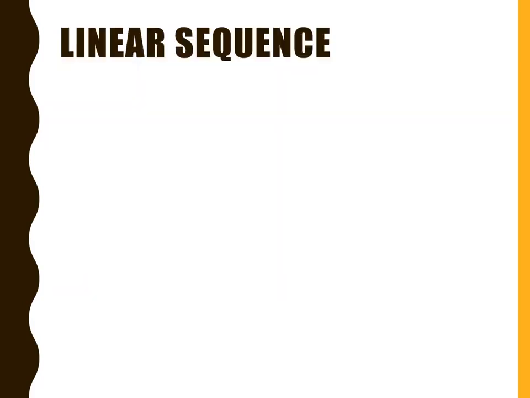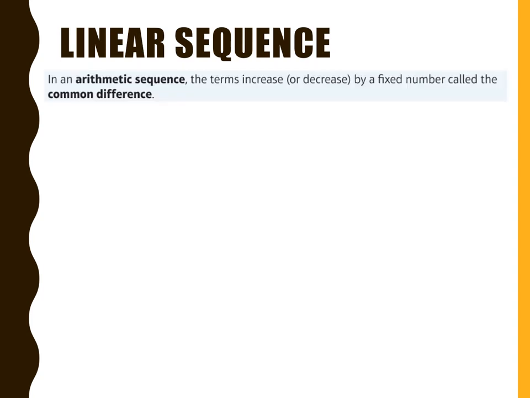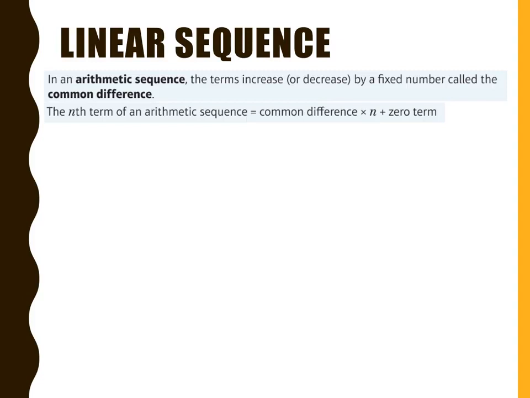Okay, this is a higher curriculum topic, linear sequence. In an arithmetic sequence, the terms increase or decrease by a fixed number called the common difference. The nth term of an arithmetic sequence is common difference times n plus 0 term. So this is a formula now. This common difference just means the number that's going up or down, times n, plus a 0 term.